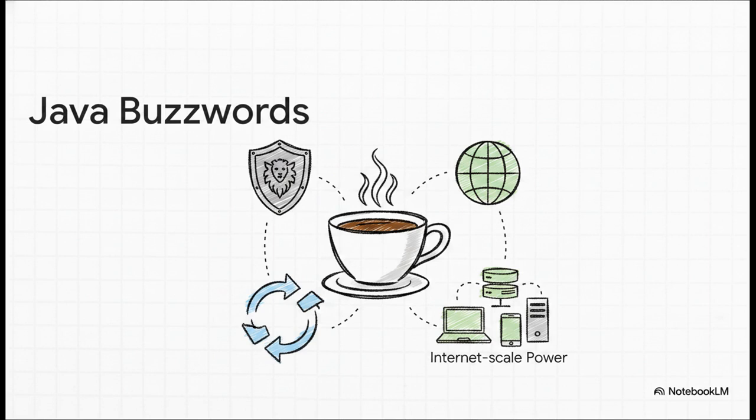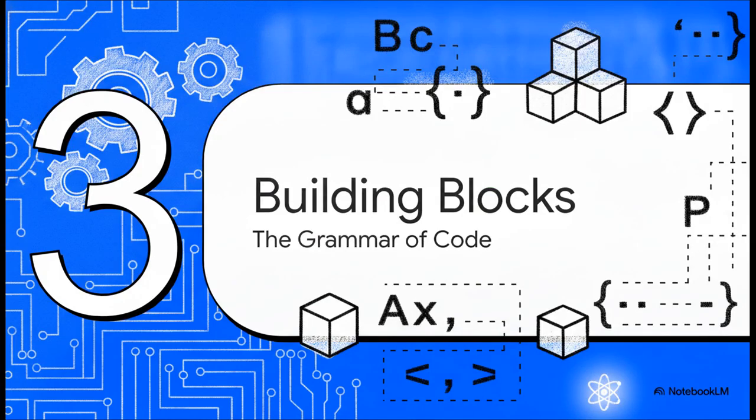But the real game changer? It was architecture neutral and portable. Write once, run anywhere. That specific feature is what made Java an internet-scale powerhouse that is running on billions of devices as we speak. Let's move to Section 3, Java's essential building blocks, the grammar of code.